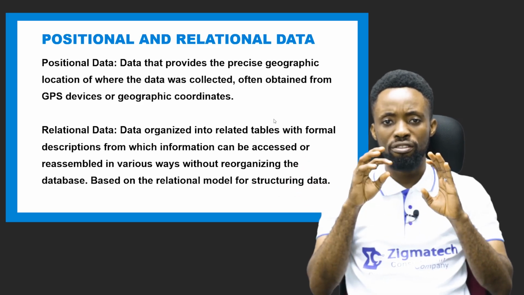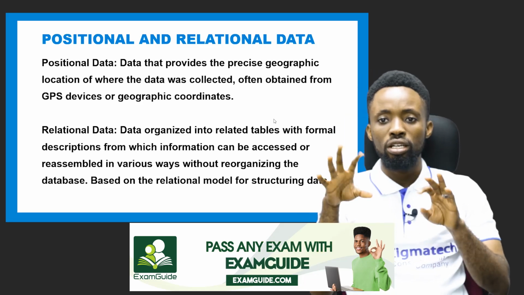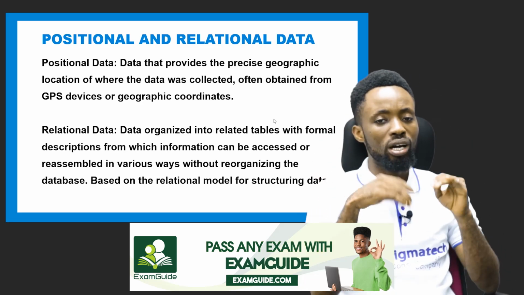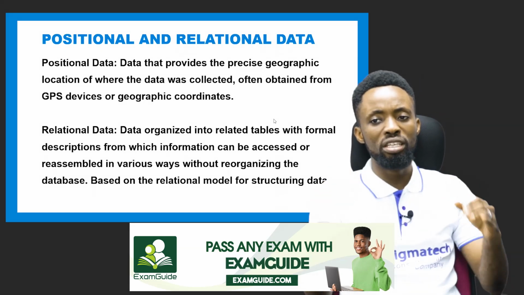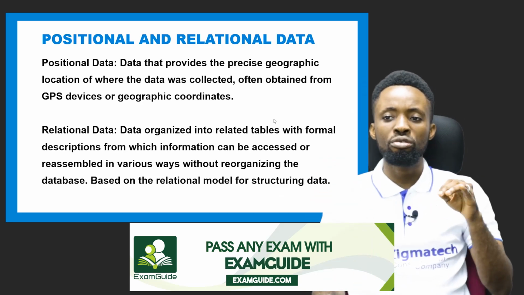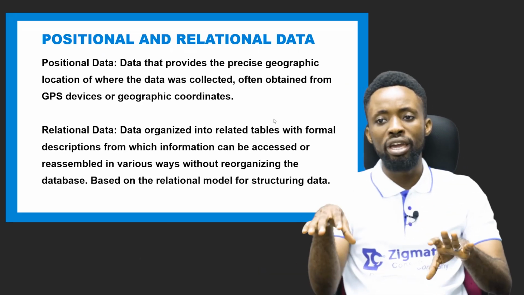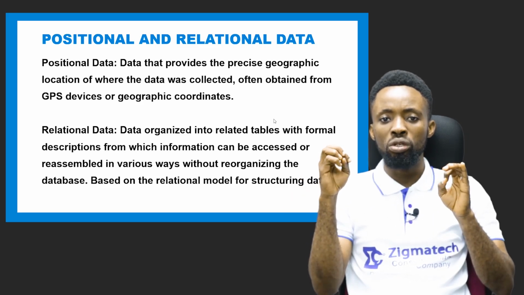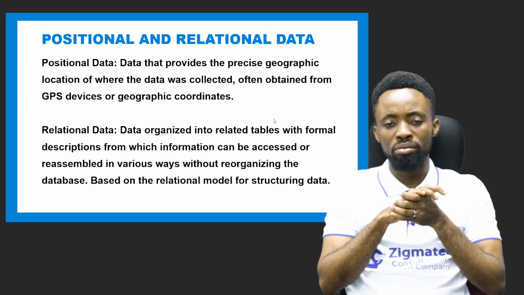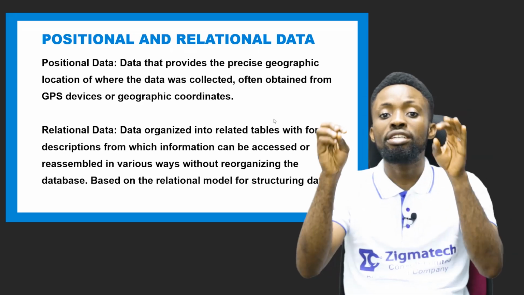Now we are going to look at the positional and the relational data. So let's start with the positional data. What is positional data? When we talk about positional data, we're actually talking about data that provides the precise geographic location of where data was collected. This data gives the coordinates of a particular thing. Where did you get this thing from, or where is it gotten from?